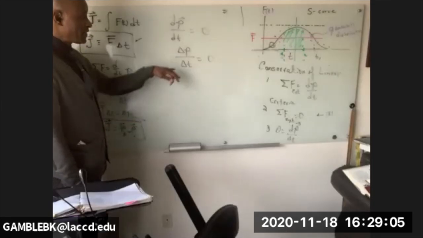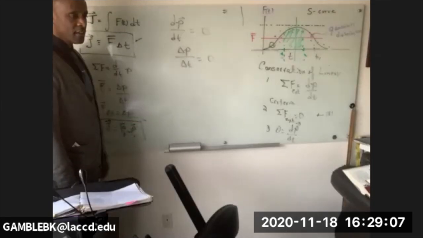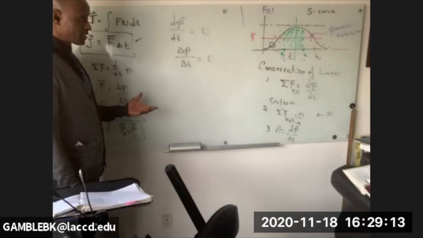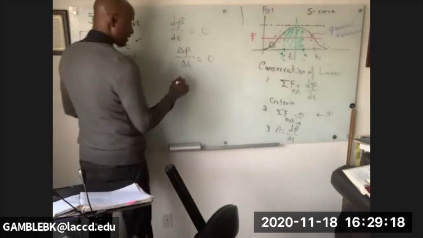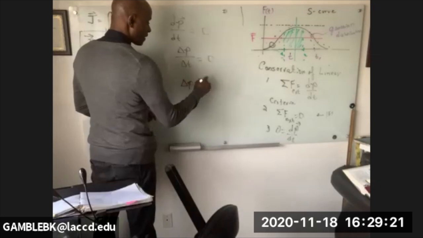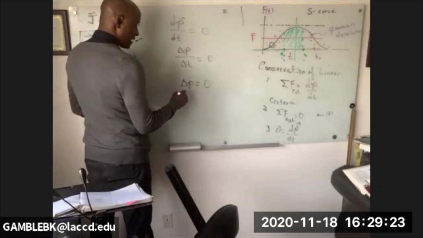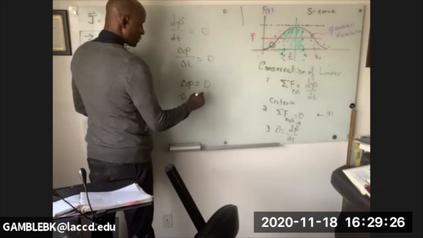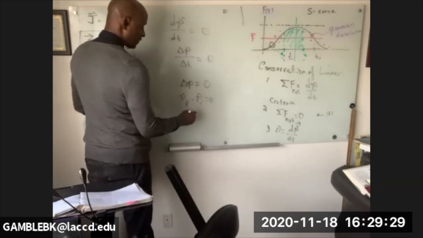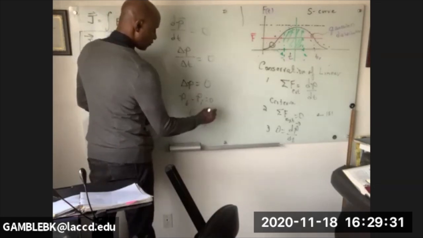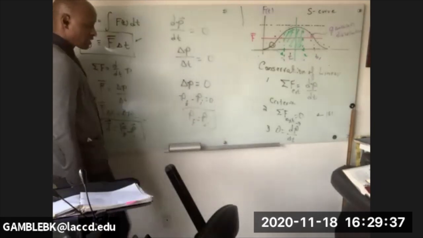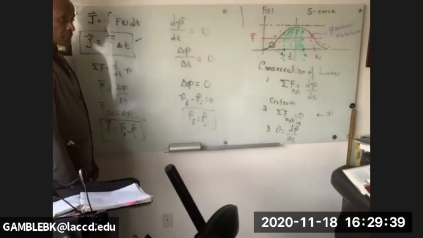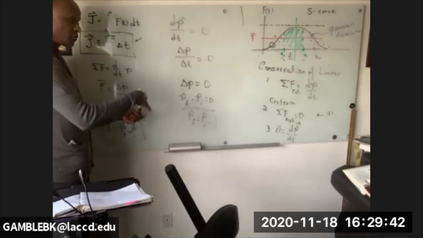The other reason is that even if it were 0, this would be undefined, which is not realistic. So in order for that to be satisfied, delta T can never be 0. The only way it could be satisfied is if delta P is equal to 0. And if delta P is equal to 0, that means P final minus P initial equals 0, which means P final equals P initial, which is conservation. It means that the momentum of the system was conserved. It's the same before and after a collision, or at two different time periods, whatever.